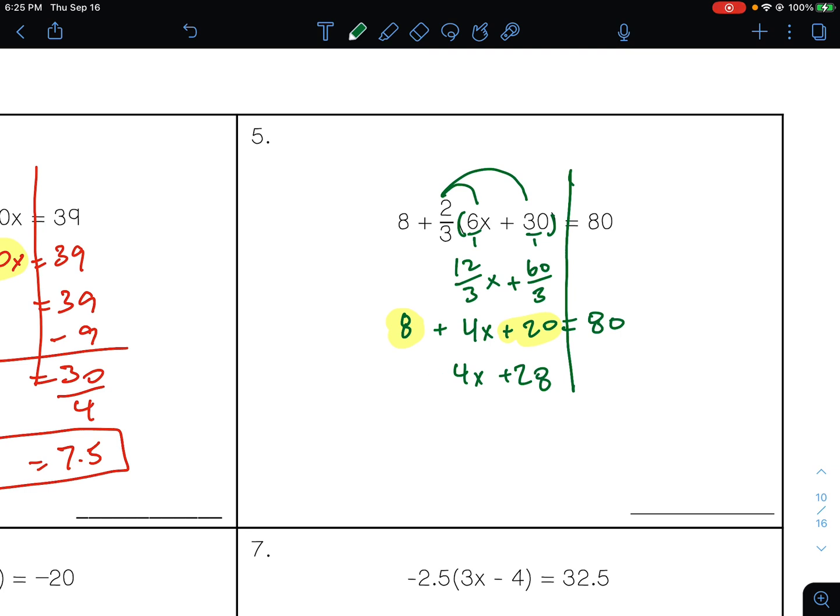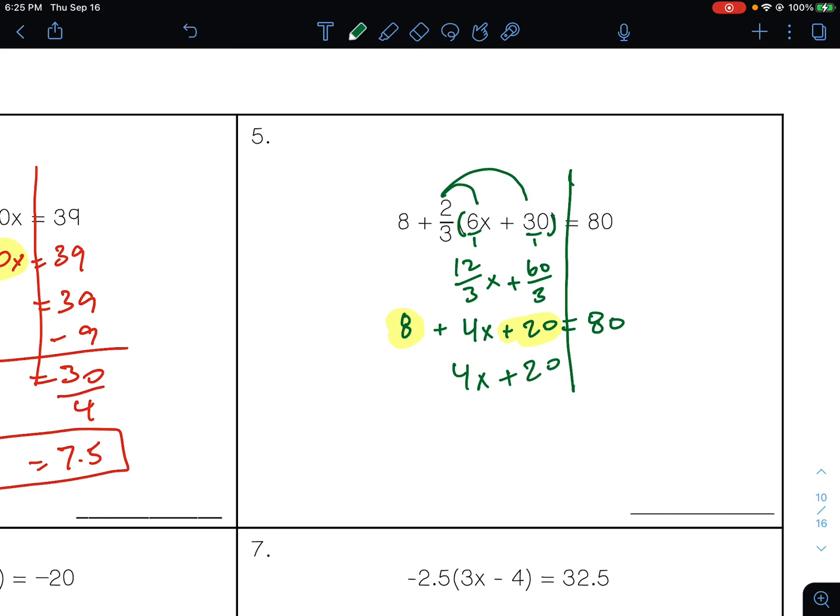Now, you may be wondering, does it matter if I just do, oh, 20 plus 8 is 28 plus 4x? Does that matter? It doesn't. It really doesn't. You can write it in either order. I like to do my x terms first.